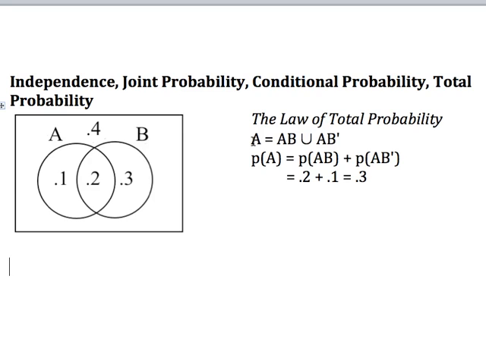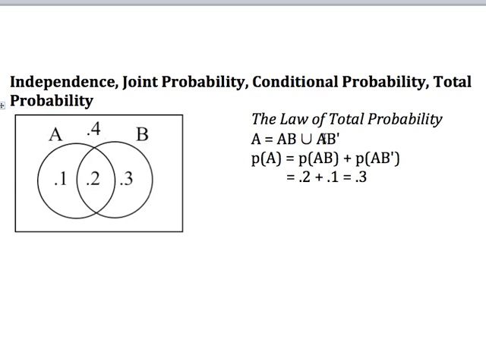First, we know that the set A is the union of A intersect B with A intersect B complement. A is what's in A and B, together with what's in A and not in B. So the probability of A should be the sum of these two bits.